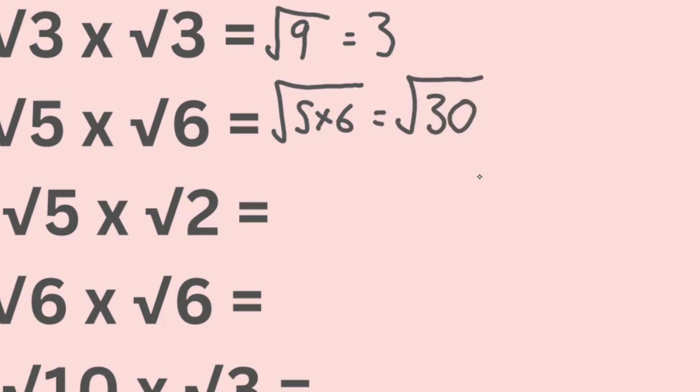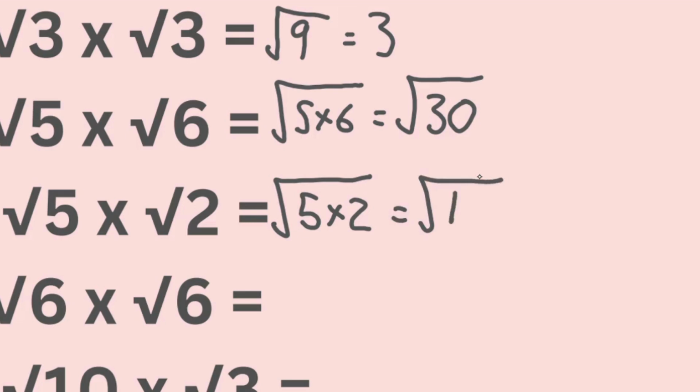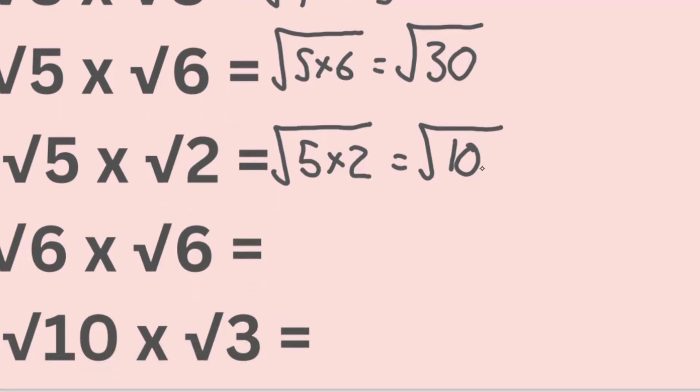The square root of 5 times the square root of 2 equals the square root of 5 times 2, and therefore equals the square root of 10. Square root of 6 times the square root of 6, now we know the square root of two identical numbers will give that number, so it would give the square root of 36, which is 6, but we know straight away that that's going to be 6.